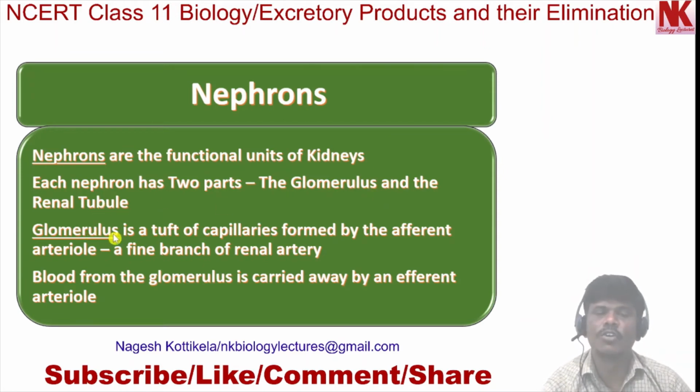Glomerulus is a tuft of capillaries formed by an afferent arteriole, a fine branch of the renal artery. And the blood from the glomerulus is carried away by an efferent arteriole. You can see it here in the diagram.